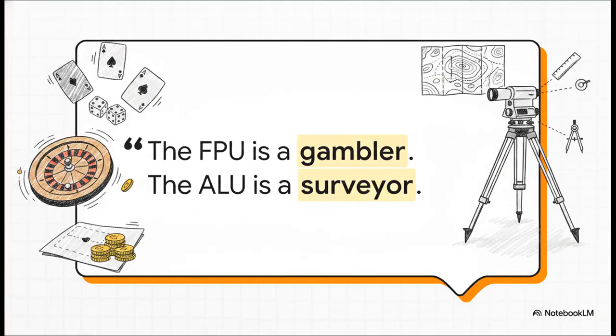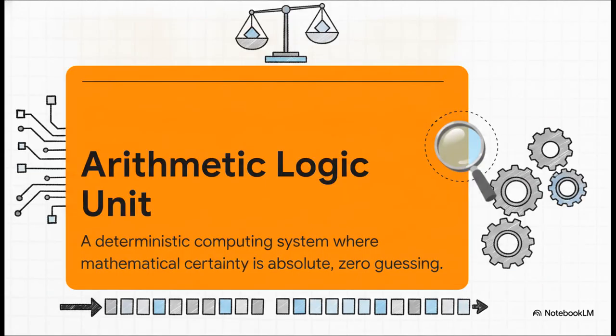There's this fantastic concept from the source material that really hits the nail on the head. It says, the FPU is a gambler. The ALU is a surveyor. Think about that. The floating point unit is gambling. It's playing the odds, just hoping its approximation is close enough to keep the program running smoothly. But a surveyor maps the land exactly as it is, down to the absolute millimeter. So who is the surveyor inside our computers?